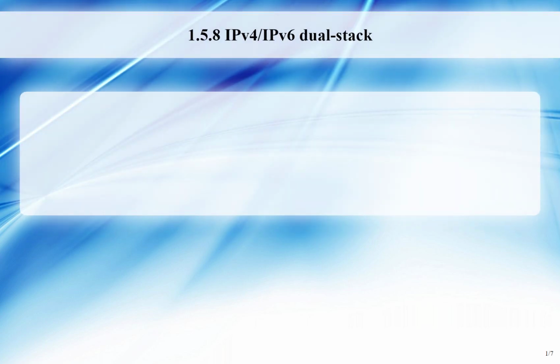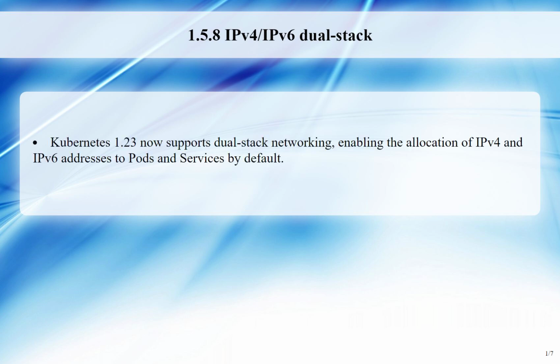Chapter 1.5.8 IPv4 IPv6 Dual Stack. Kubernetes version 1.23 now supports dual stack networking, allowing the allocation of both IPv4 and IPv6 addresses to pods and services. This feature is enabled by default in Kubernetes clusters starting from version 1.21, enabling the simultaneous assignment of both types of addresses for greater networking flexibility.